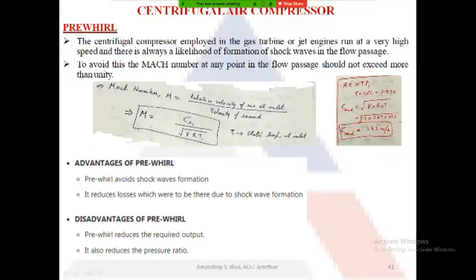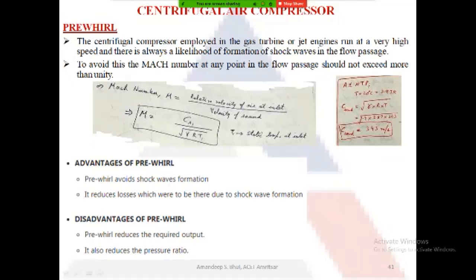So gamma is 1.4 for air, R is 287 for air. These are standard values. Temperature at NTP is 20 degrees, or 293 Kelvin. So if I solve this under the root, I get the velocity of sound as 343 meters per second. Now, if the velocity of air reaches 343 meters per second, this means we have achieved Mach 1.